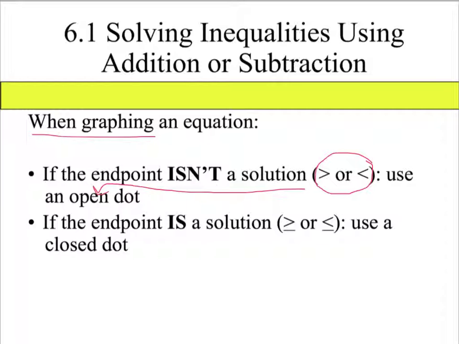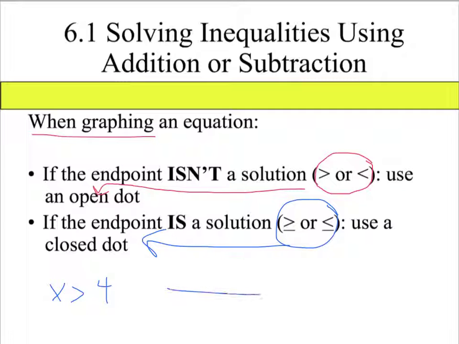When graphing, think: greater than or less than is an open dot if the endpoint is not a solution. And it is a solution whenever we have greater than or equal to, or less than or equal to. That is going to be our closed dot. Okay, so if I give you x is greater than, let's say, 4, on a graph, is that going to be open or closed? It's going to be an open dot.